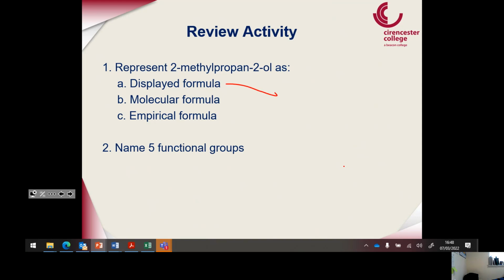Okay, so displayed formula for 2-methylpropan-2-ol. Always start with the stem. 1, 2, 3. Propane is 3 carbons long. On the second carbon, you've got an alcohol group, shown here by the 2-ol. And on the second carbon, you've also got a methyl group, with all of the bonds shown. You will see people doing CH3 like that a lot, but let's do this displayed formula really properly, and show all the bonds. There we go.